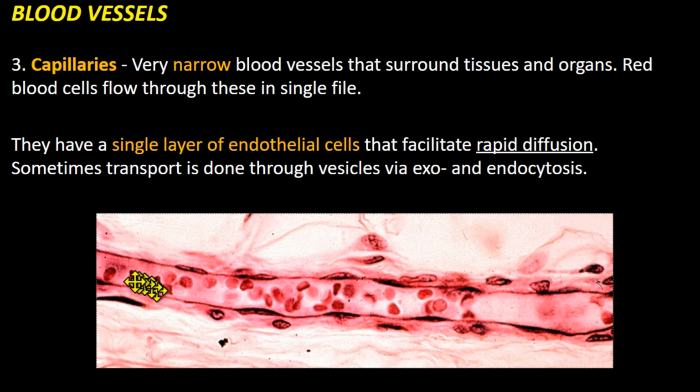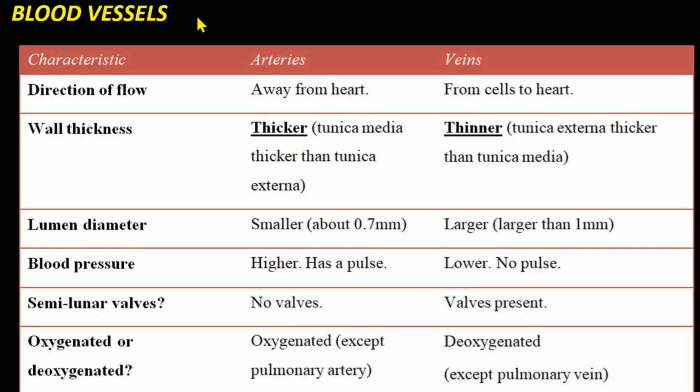Here we can see that the red blood cells flow through them single file, and we can see the endothelial layer here and surrounding body cells. Here we have a table showing differences between arteries and veins. Feel free to pause the video and take a look at them.